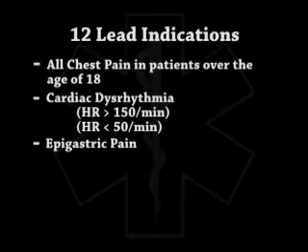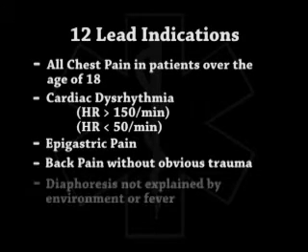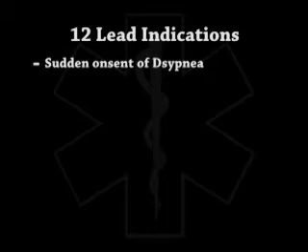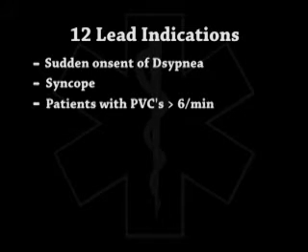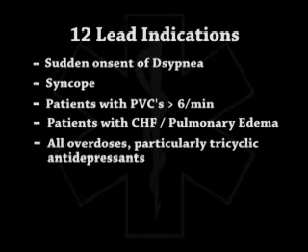Patients complaining of epigastric pain should get a 12-lead. Patients complaining of back pain without any obvious trauma need to have a 12-lead performed. Diaphoresis that's not explained by environmental or fever should also receive a 12-lead. Sudden onset of dyspnea, syncope. Patients with PVCs that are greater than 6 per minute need to have a 12-lead. Patients with CHF, pulmonary edema. And all overdose patients, particularly those with tricyclic antidepressant overdoses.